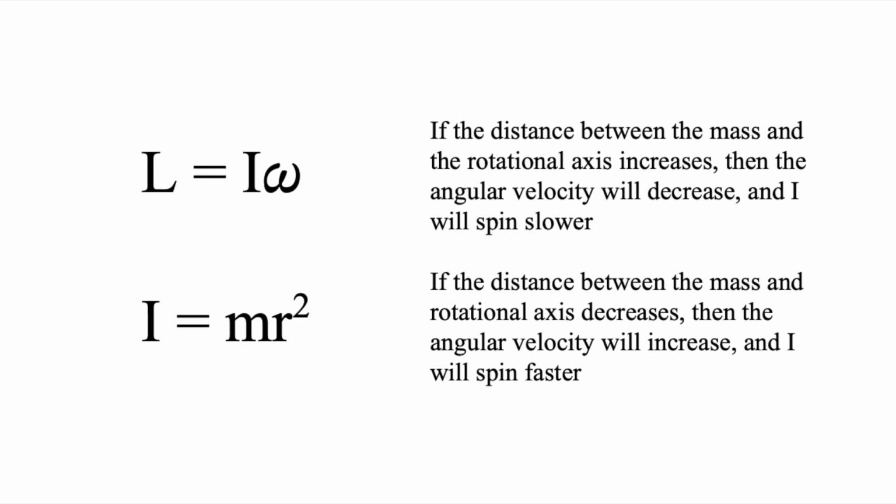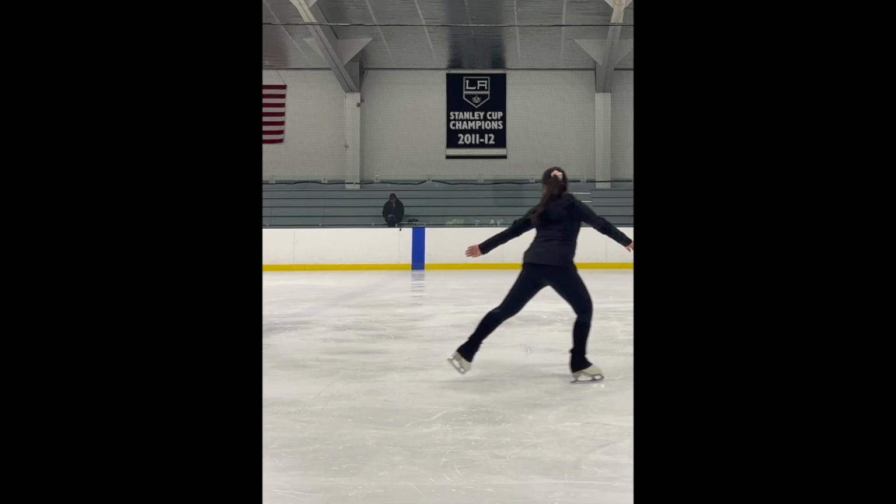This means that if the distance between the mass, say my foot, and the rotational axis increases, then the angular velocity will decrease and I will spin slower. If the distance between the mass and the rotational axis decreases, then the angular velocity will increase and I will spin faster.